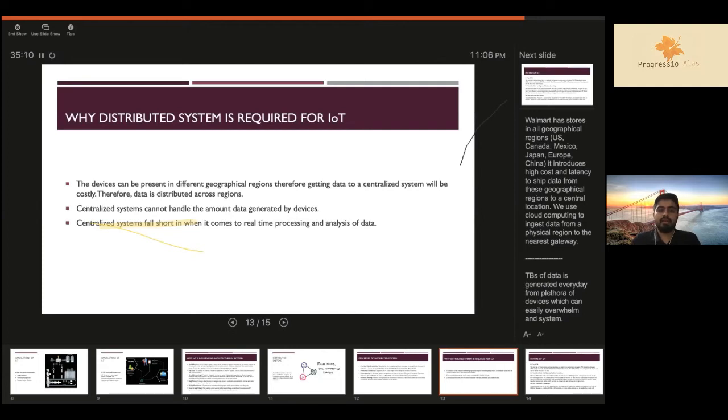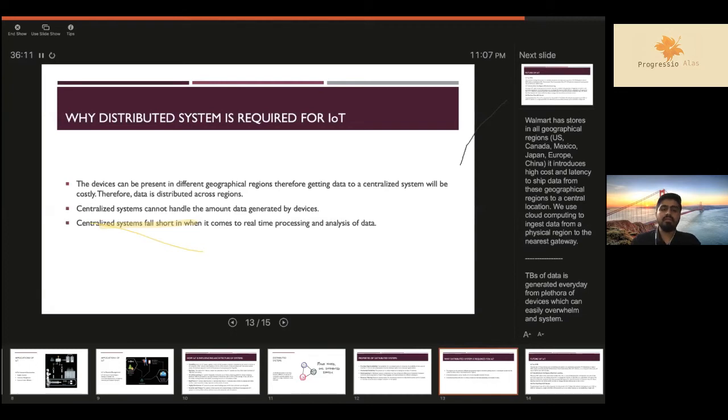Now, centralized systems cannot handle the amount of data generated by devices. This is again very common sense, because you can have a set of few servers, maybe one server or two servers, but those servers cannot produce that much processing power to handle the data coming in. To give an example, currently I'm working on IoT inside Walmart, and we get around terabytes of data every day from a plethora of devices installed across the globe, from US, Canada, Mexico, Japan, Europe, China, everywhere. And if we have a centralized system, then it can easily get overwhelmed and can easily crash. So that's why we need distributed systems.